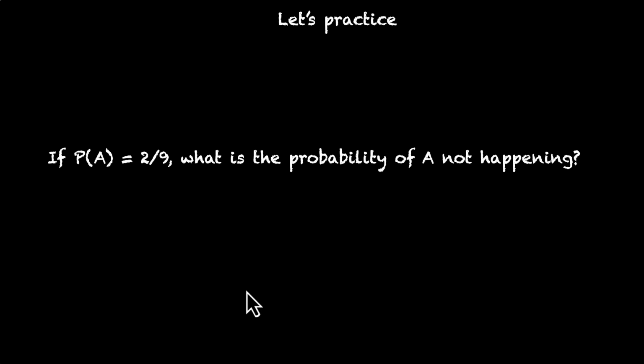Okay, this is the first one. Probability of A is 2 by 9. What is the probability of A not happening, which means probability of A dash? And we can do this mentally. We can subtract this from 1. 1 minus 2 by 9 is 7 by 9. So probability of A dash is 7 by 9.